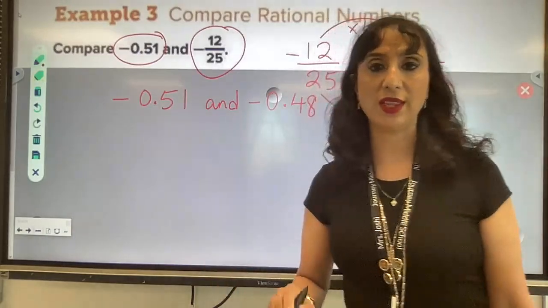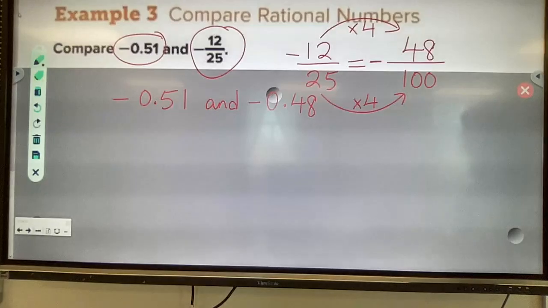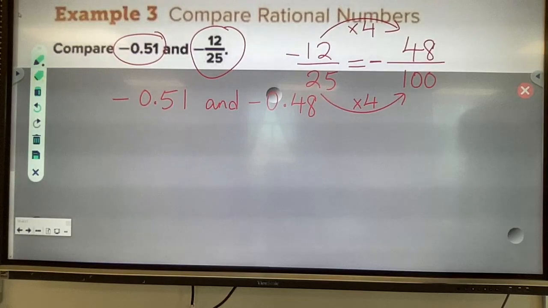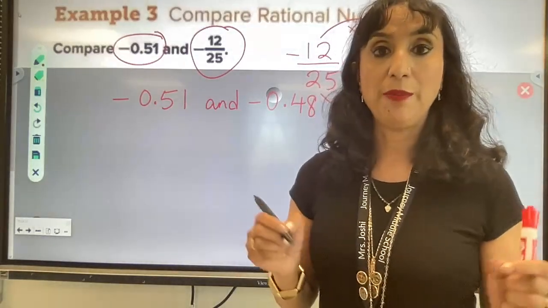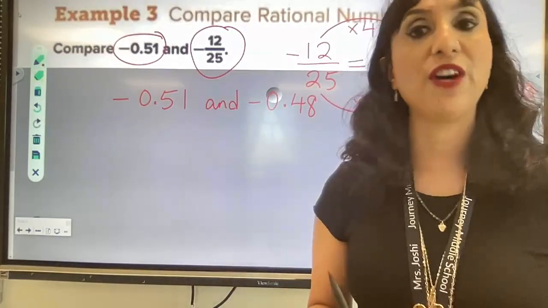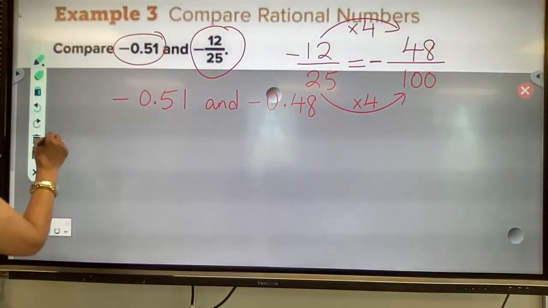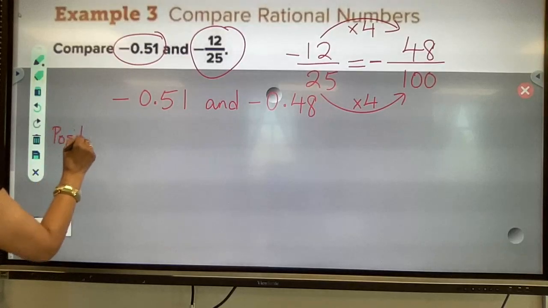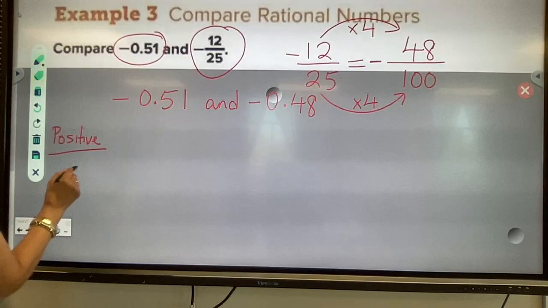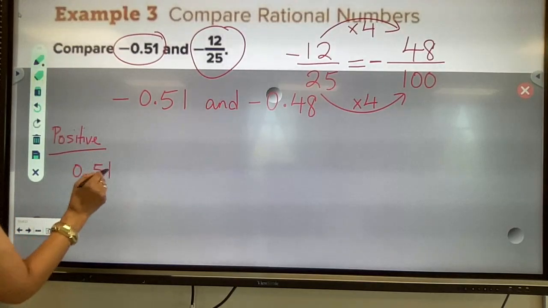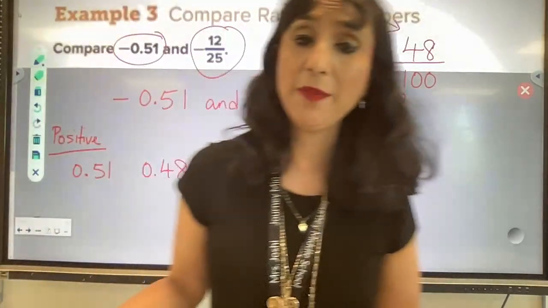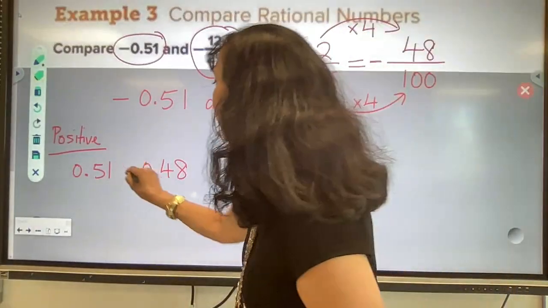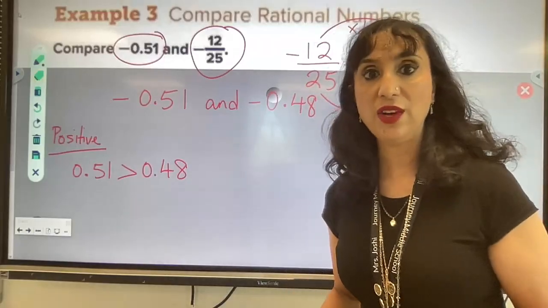All right, so here's the thing. If I was graphing this on the number line, of course I can see which is on the right, but let me tell you one more thing. We are going to use the trick that I just taught you. We're going to look at both the numbers as positives first. If I have them both in the positive format, 0.51 and 0.48, which is greater in positives? Of course, the bigger number would be 0.51 rather than 0.48, right?